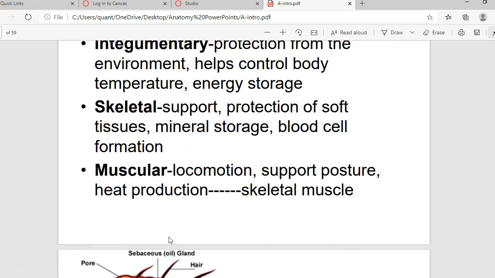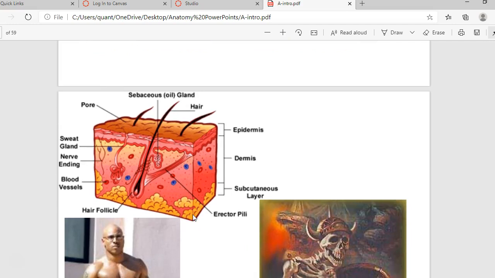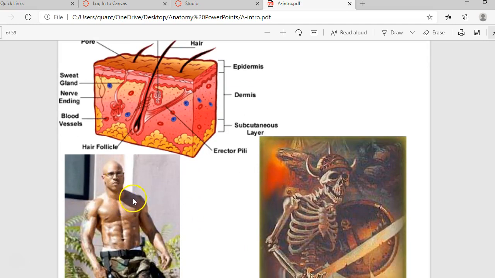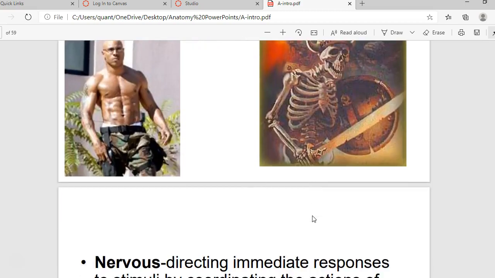Muscle, or the muscular system, it's for locomotion. It's also to help support your posture. Heat production, you get cold, you can shiver, right? So let's look at these. There's the integumentary system, and here's a cut of skin. And there's all kind of structures that we'll learn later, like hair follicle, sebaceous gland, sweat gland, erector pili. That's some smooth muscle, by the way, that can make your hair stand up. It's just showing you some bones.